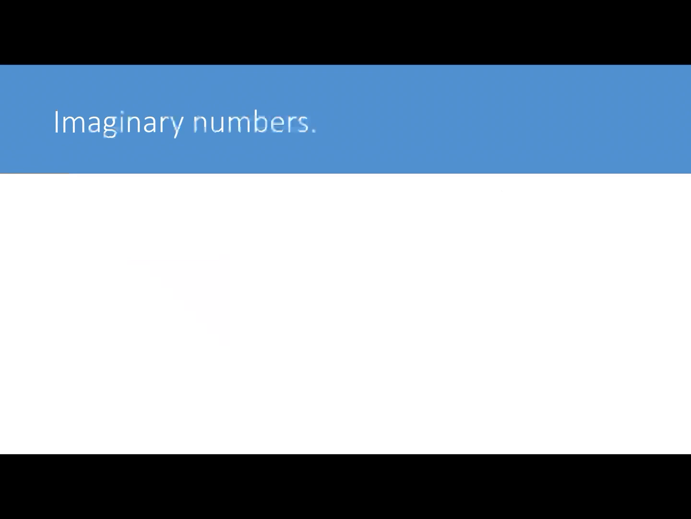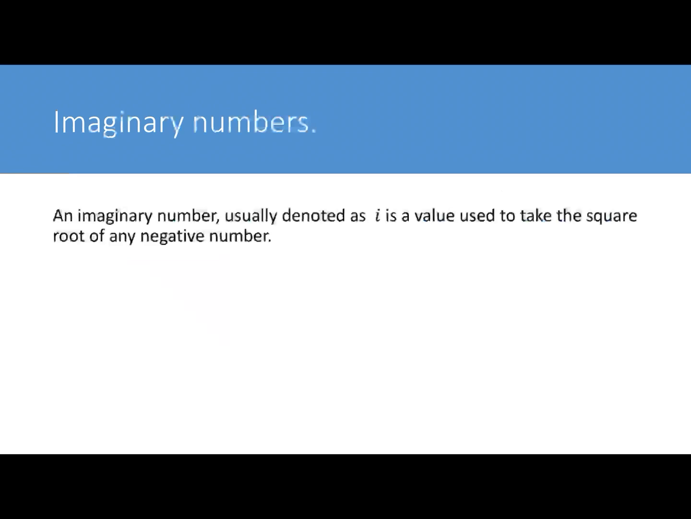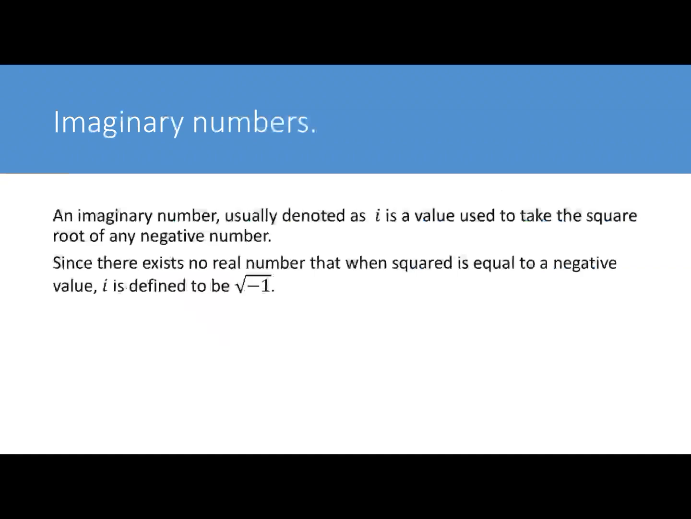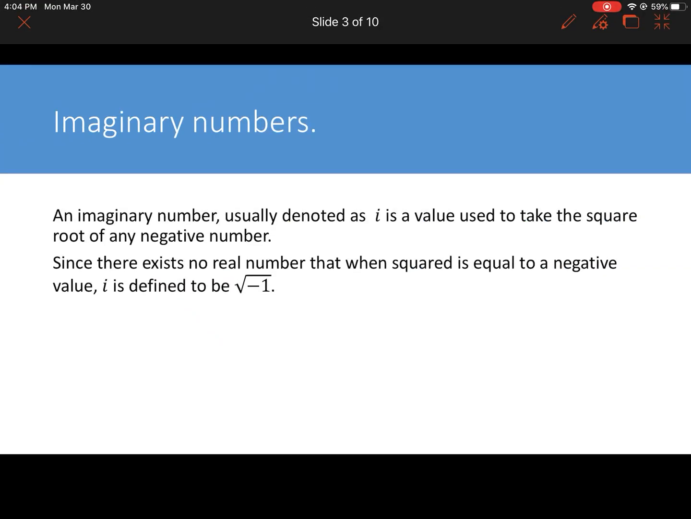Okay, imaginary numbers. I mentioned these before during class, but I didn't quite go into them too much. An imaginary number, usually denoted as i, is just a value used to take the square root of a negative value. Since there exists no real number that when squared is equal to a negative value, i is defined to be the square root of -1. So i equals the square root of -1. This is what you want to take away from this.